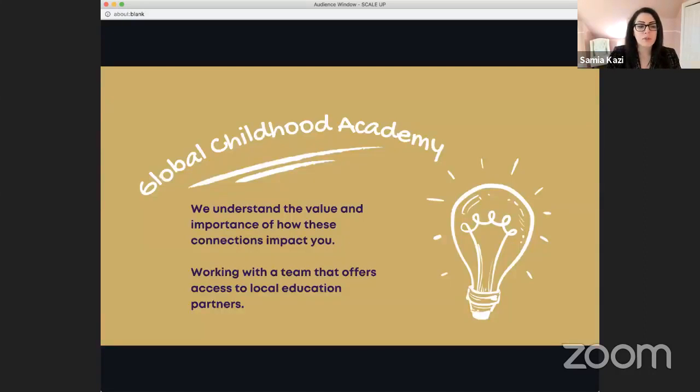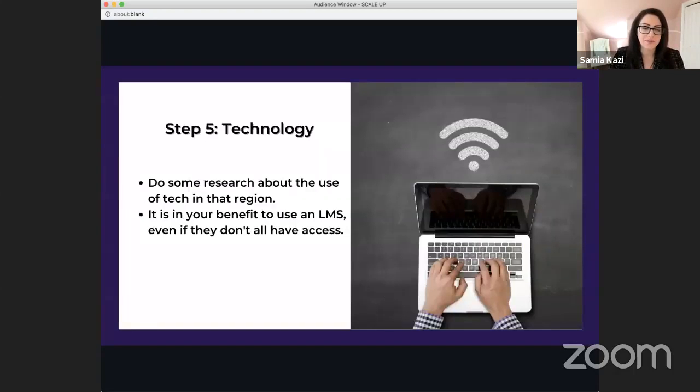And what's great about Global Childhood Academy is they understand this. They understand the value and the importance of these connections. And what's great is that the existing partners within the Global Childhood Academy network are potentially your local boots on the ground partners in the different regions.